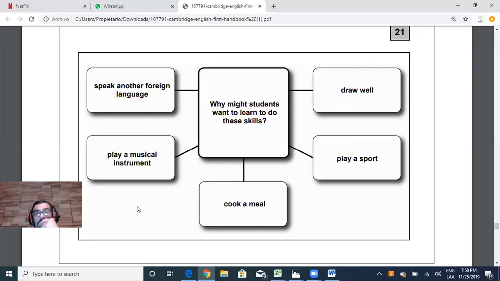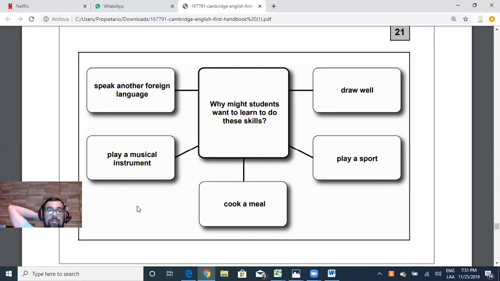And I think playing a sport could be a very good option, because if we encourage the students to do some sport, for example soccer or tennis, I think they can be more active people, and it could help the students to have a very good physical condition.